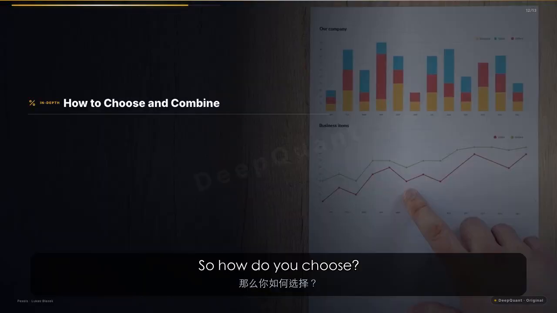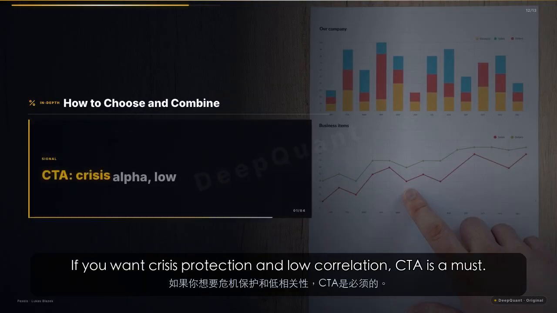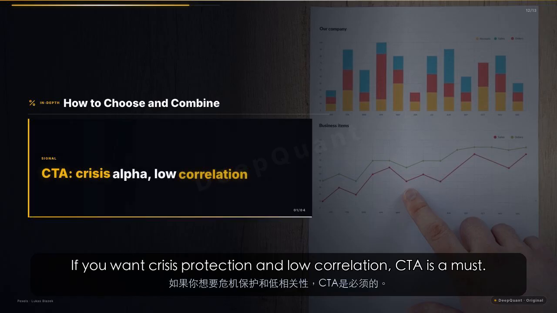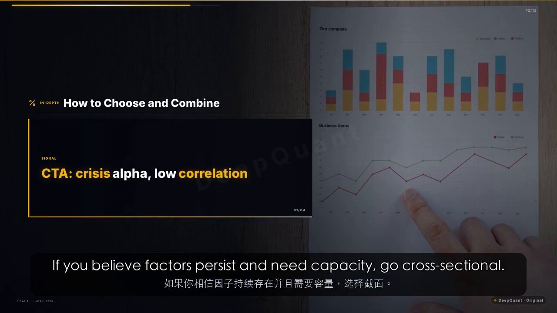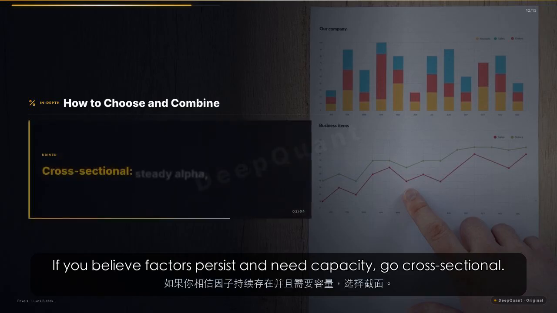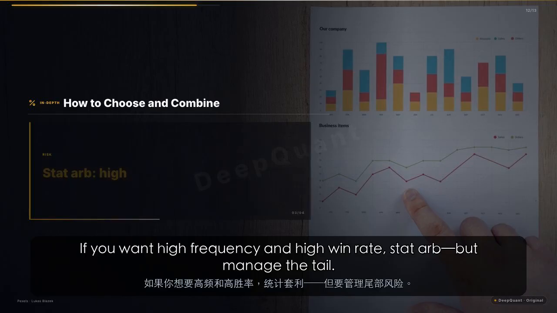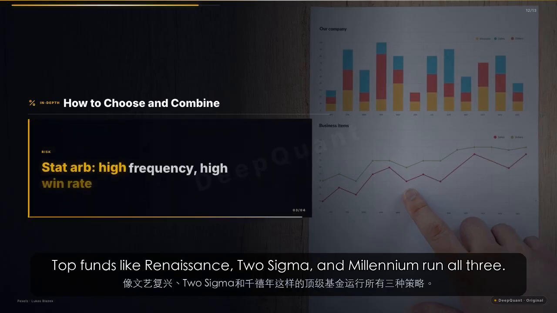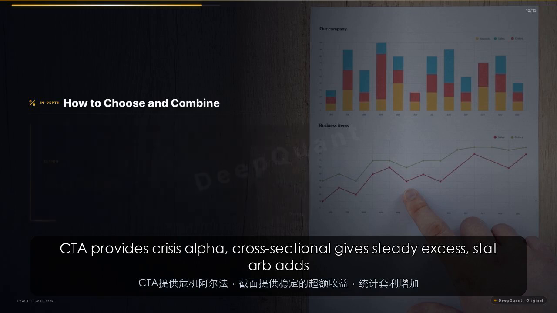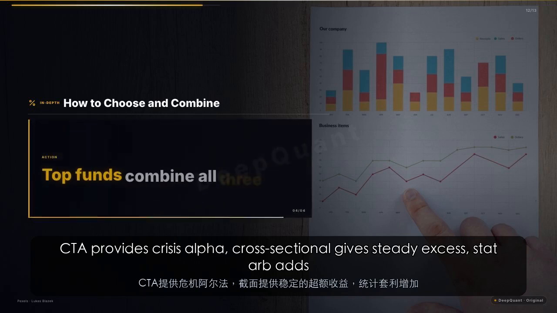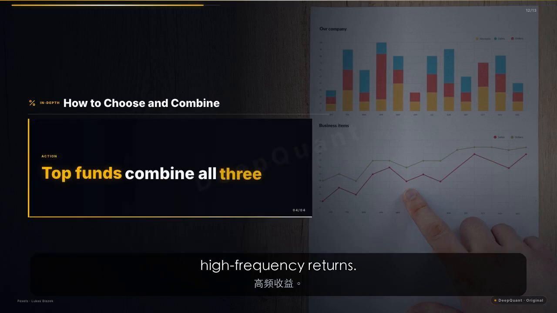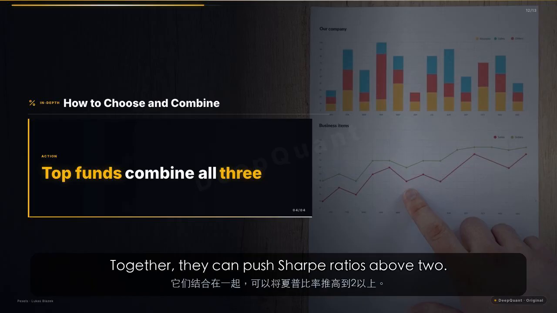So how do you choose? If you want crisis protection and low correlation, CTA is a must. If you believe factors persist and need capacity, go cross-sectional. If you want high frequency and high win rate, Stat Arb, but manage the tail. Top funds like Renaissance, Two Sigma, and Millennium run all three. CTA provides crisis alpha, cross-sectional gives steady excess, Stat Arb adds high-frequency returns. Together, they can push Sharpe ratios above 2.